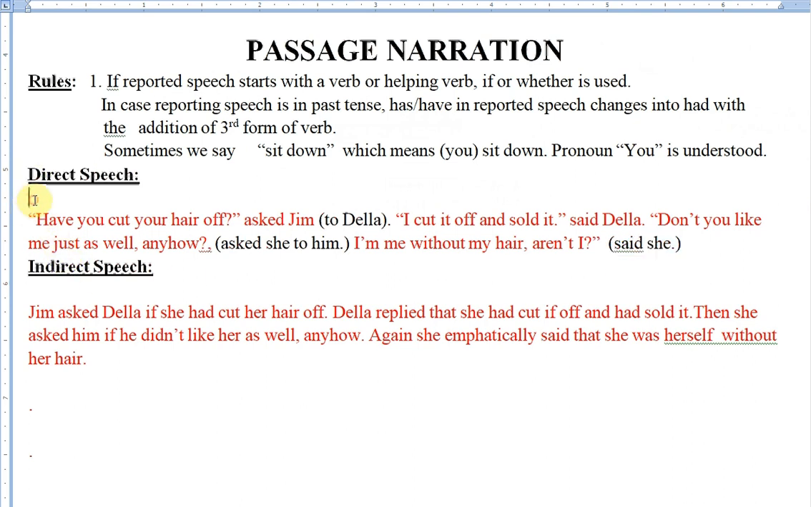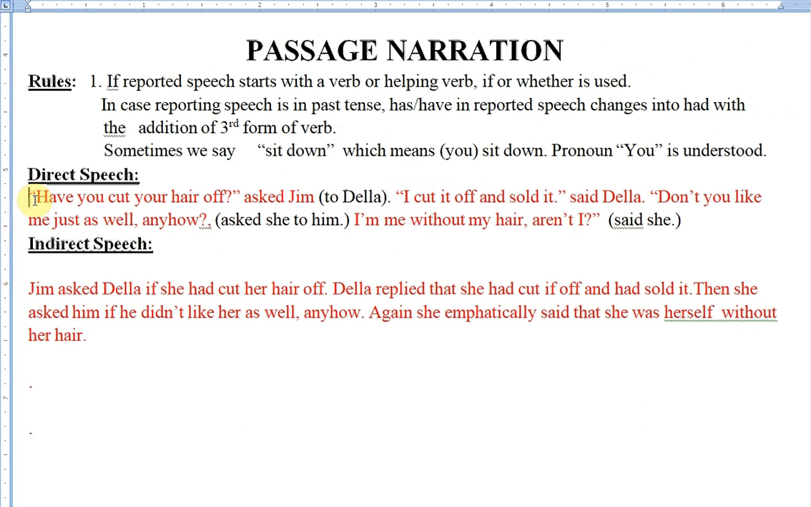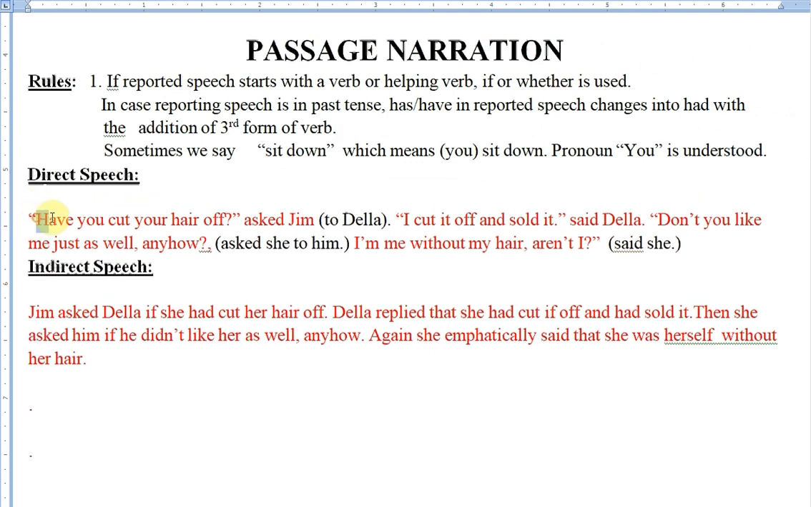Direct speech: Have you cut your hair off? Asked Jim to Della. Let's solve it first. Jim asked Della if, because the reported speech is starting with the helping verb, that is have. That's the reason we have put if over here.